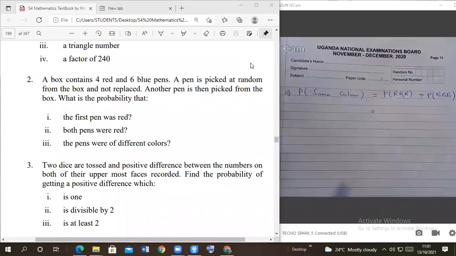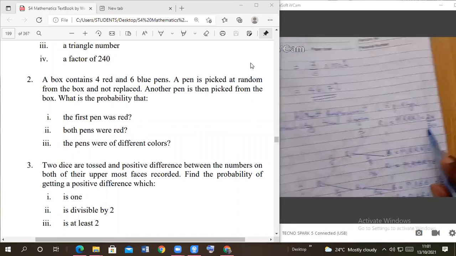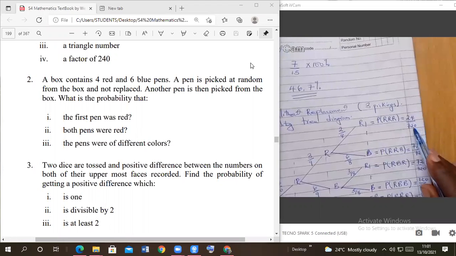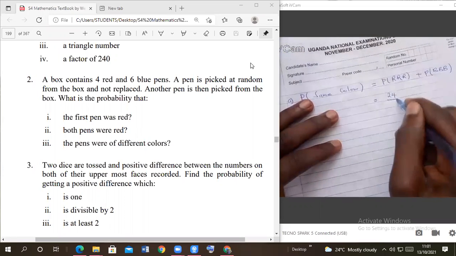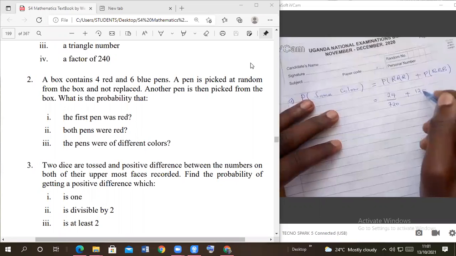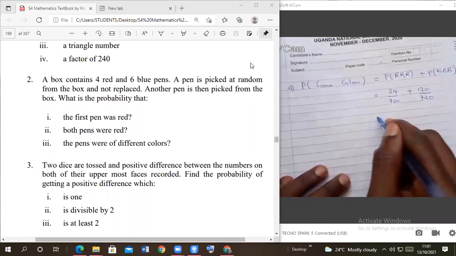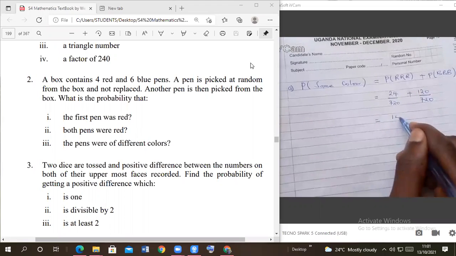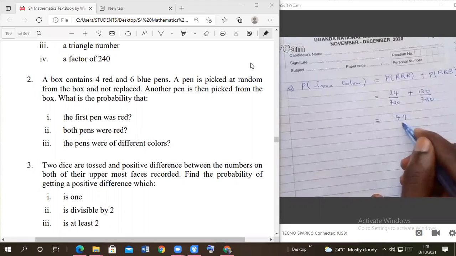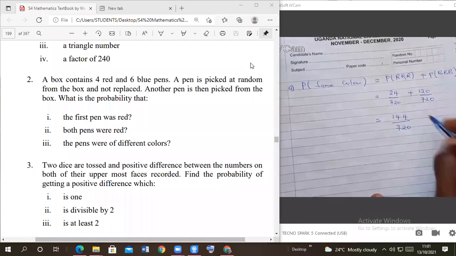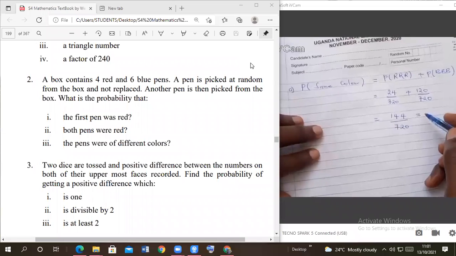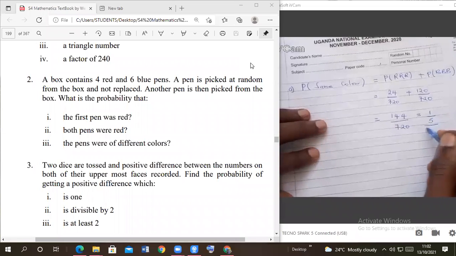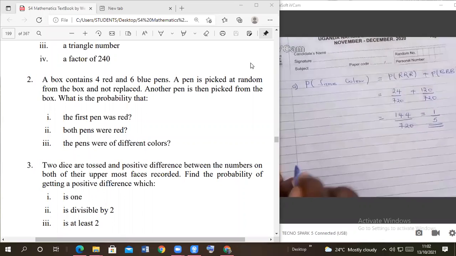What was the probability of getting red, red, red? It was 24 out of 720. Then blue, blue, blue was 120. So you say 24 out of 720 plus 120 out of 720. If you simplify that, you get 144 out of 720. When you simplify, 144 divided by 720 gives us 1 out of 5, a fifth.